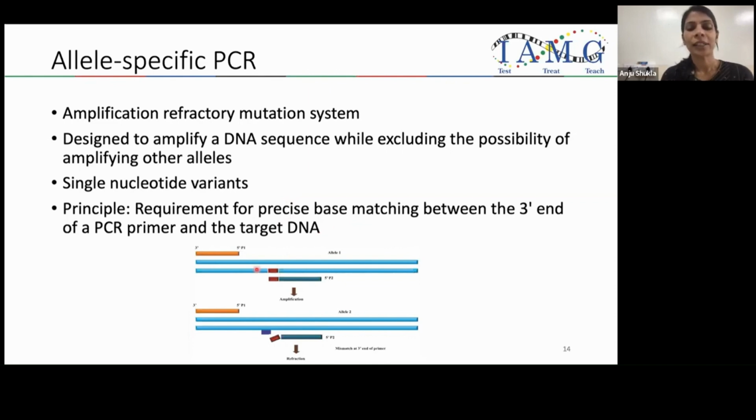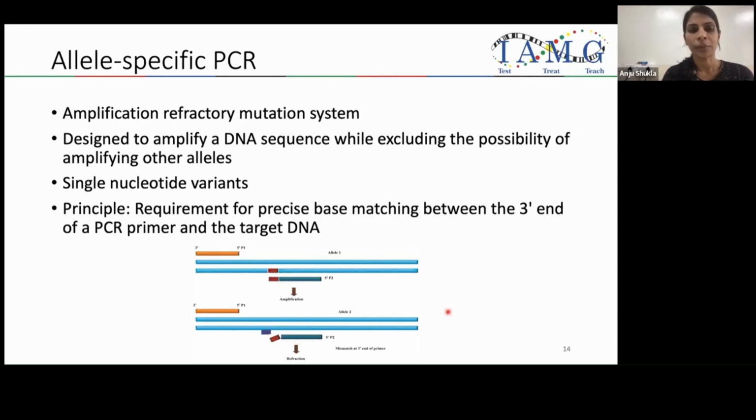So here we can see that there is a wild type allele. So the primer at the 3' end, which has the sequence of a wild type allele, will go and match, and then it will amplify. However, if there is a mutation, when you put this primer, which will have a mismatch at this 3' end, there won't be any amplification.